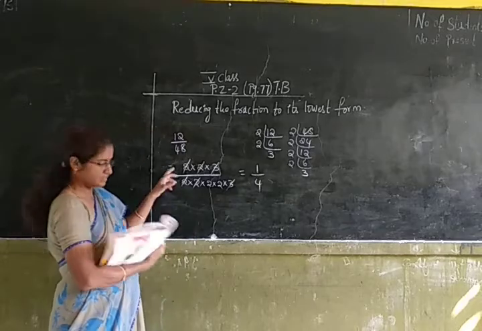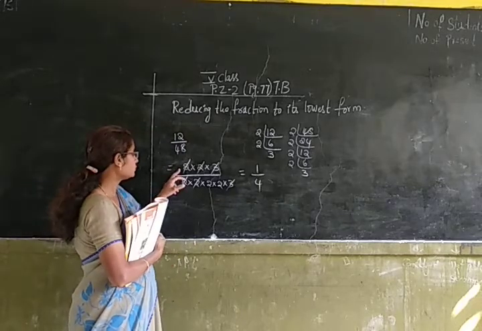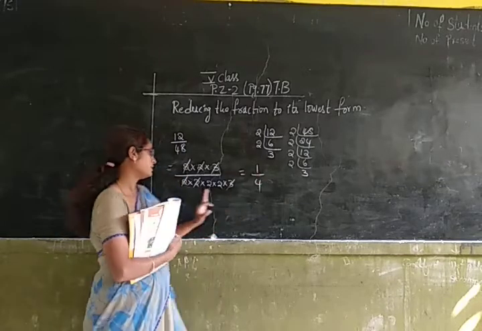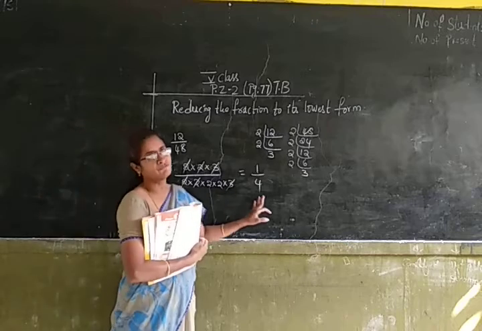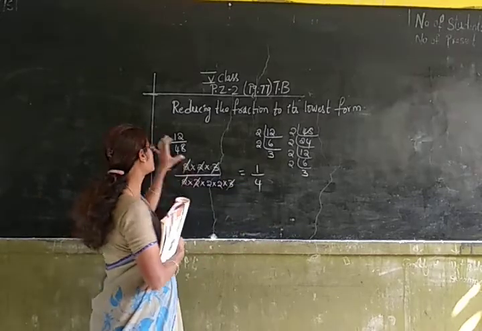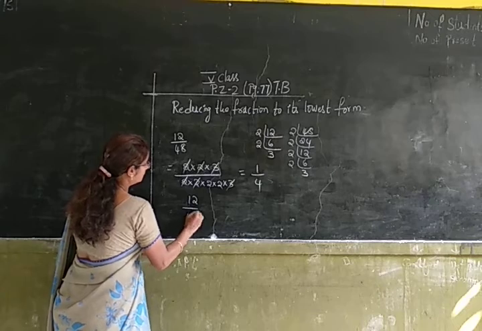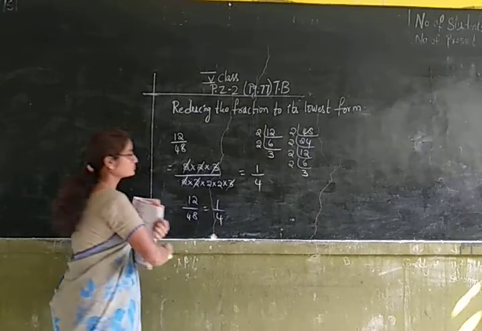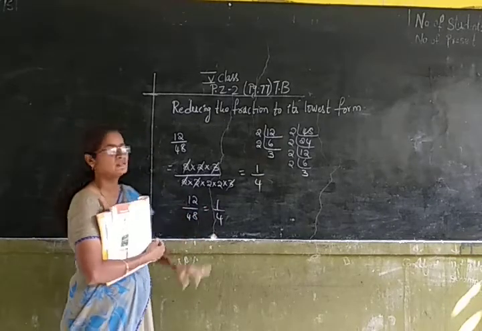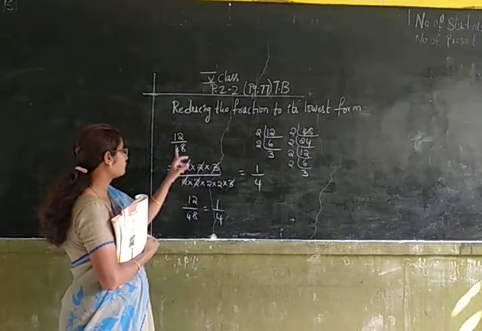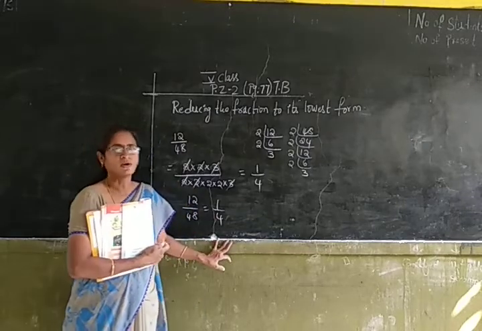Okay children? Here in the numerator 1 is left and in the denominator 2 2s are 4. So 1 by 4 is the reduced form of 12 by 48. Did you understand children?